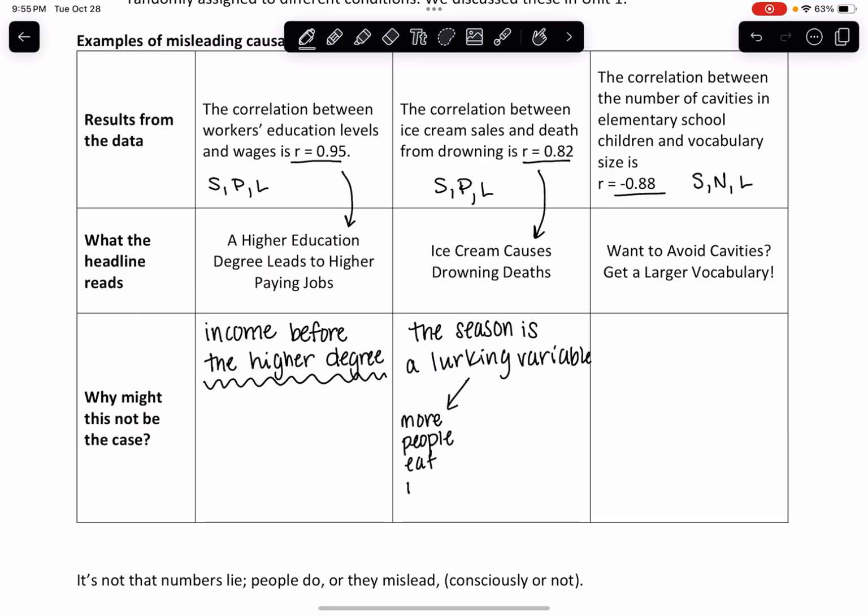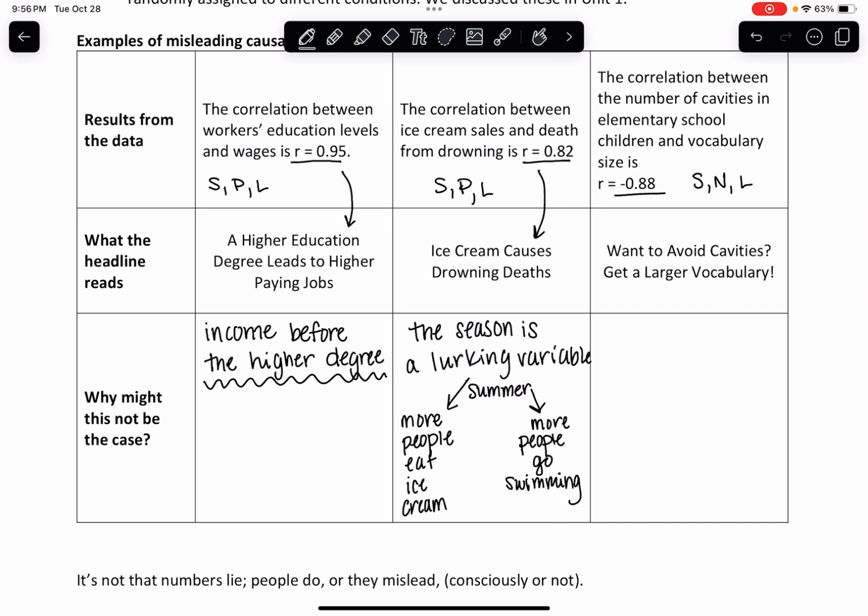More people eat ice cream in the summer. More people go swimming in the summer. Just because you eat ice cream does not mean you have a higher chance of drowning. That's not how it works. If researchers do this and they don't account for the season, that's a problem because there's a huge lurking variable.